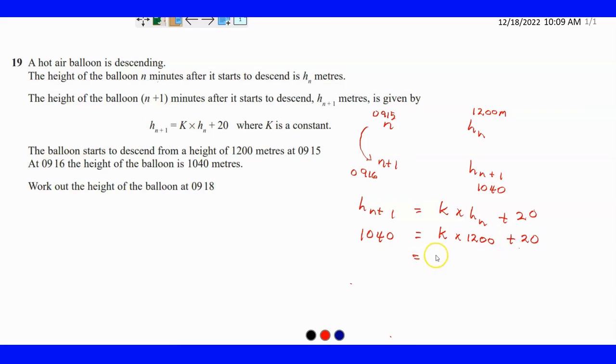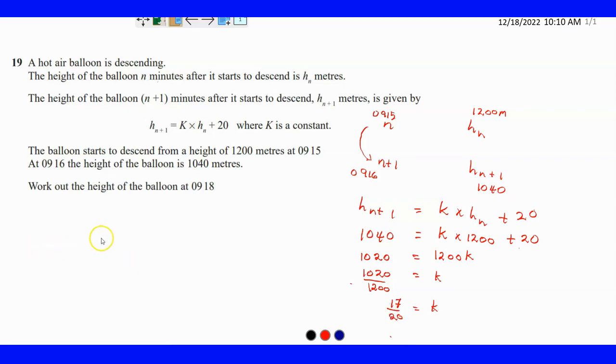So we have 1200k, and we take away 20 from both sides, so that's 1020. So k is 1020 over 1200. And upon simplifying that, we get k as 17 over 20.